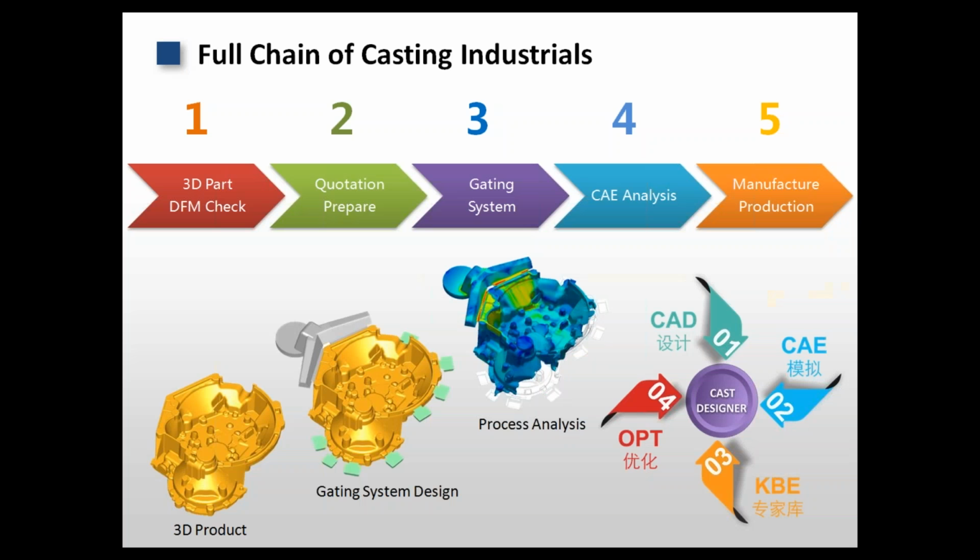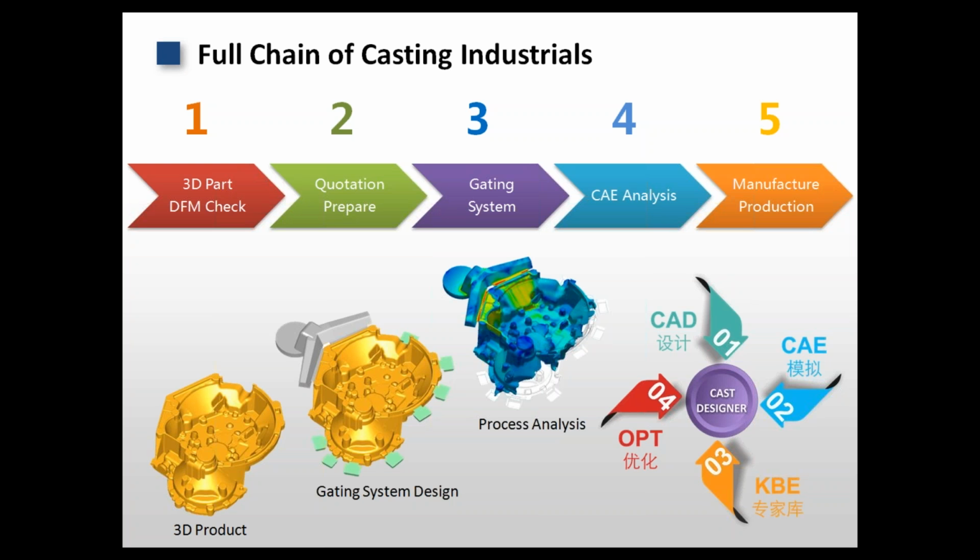Cast Designer fully covers the entire casting industry in 5 steps. The first step is the 3D part DFM checking. DFM means design for manufacturing. Most of the time, we need to find out some information about the casting product, so we can use this module, the Geo-Designer, to check the casting part.